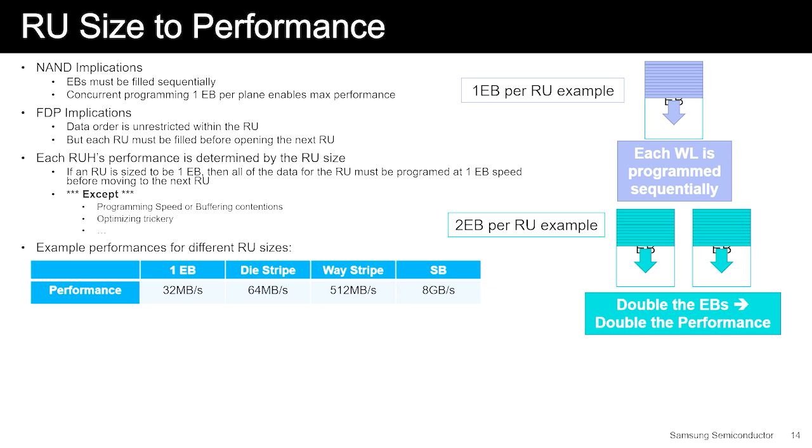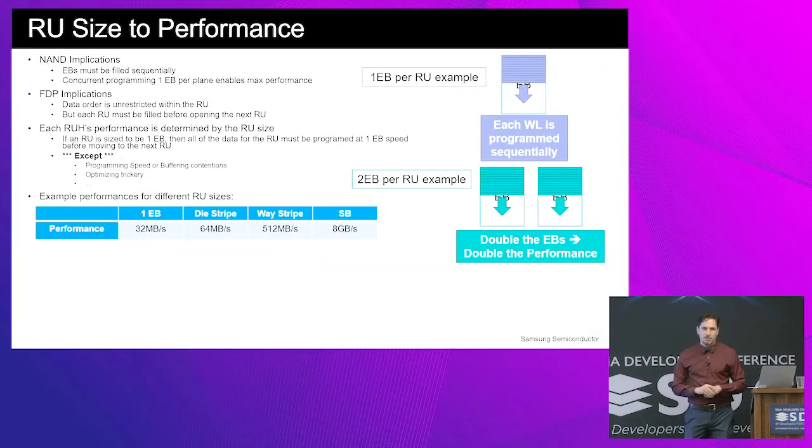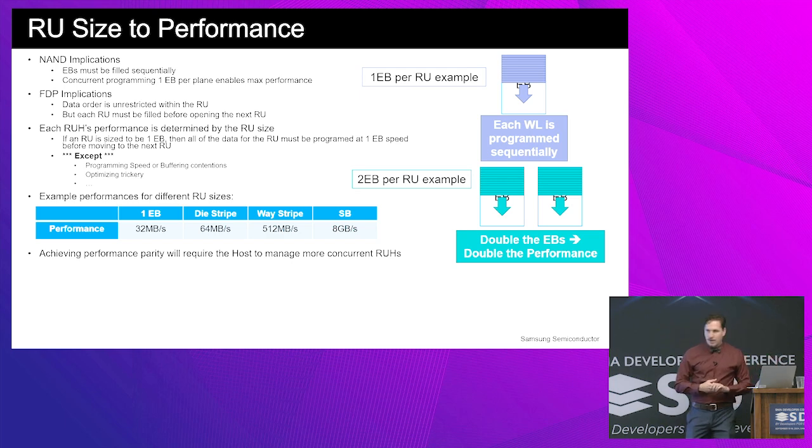When you run these calculations out through the various configurations I just diagrammed, our superblock has the highest performance, of course, because we can parallelize the data across all of our die, have them all programming, so we end up getting much better performance with a larger RU size. So we do have the cost of a bigger RU, but we have better performance for it.